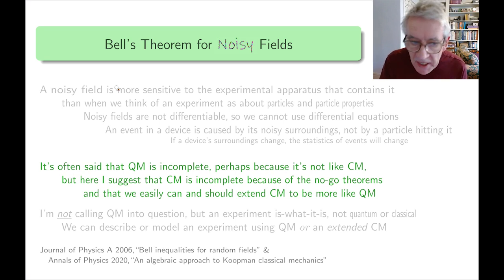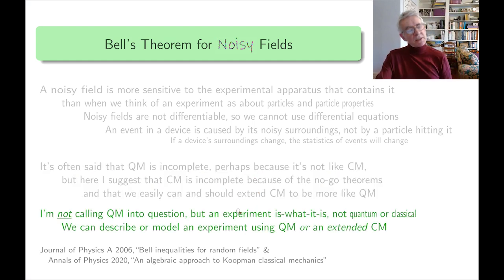But what I'm going to suggest here is that classical mechanics is incomplete precisely because we have no-go theorems like Bell's theorem. However, I'm also going to point out that we can easily, and we indeed should, extend classical mechanics to be more like quantum mechanics. So I'm not calling quantum mechanics into question at all here.